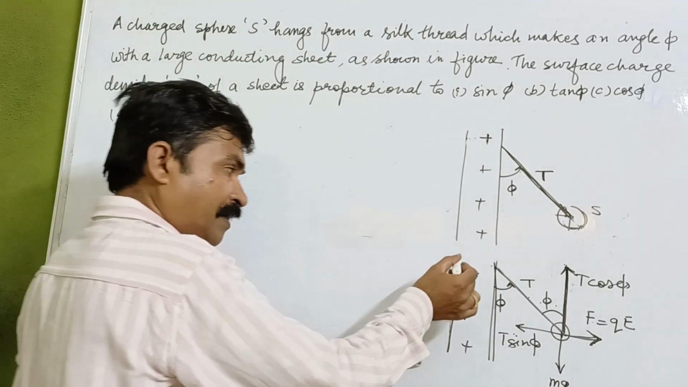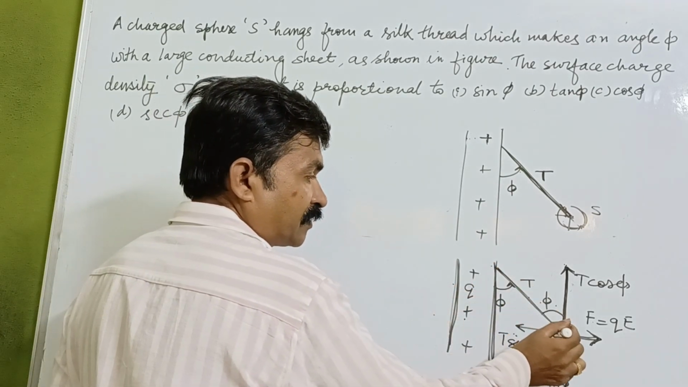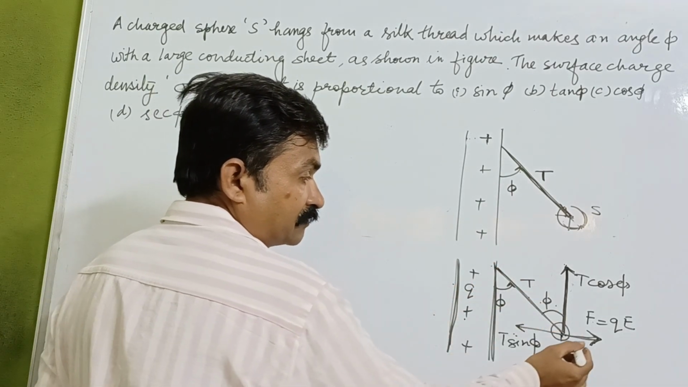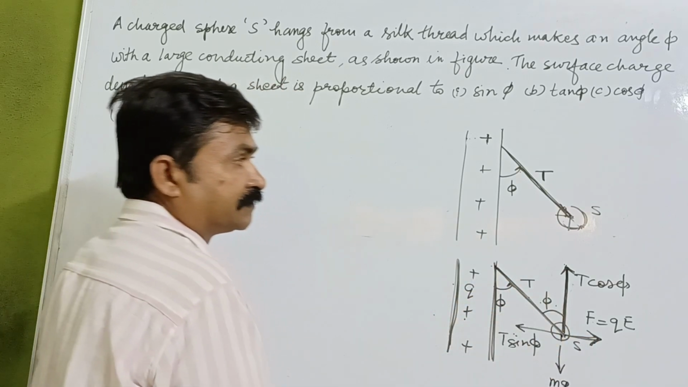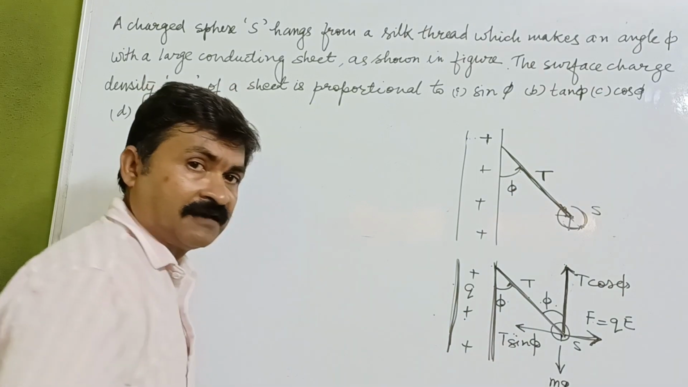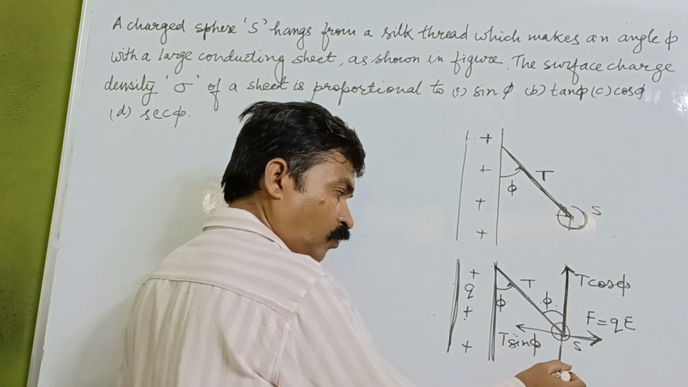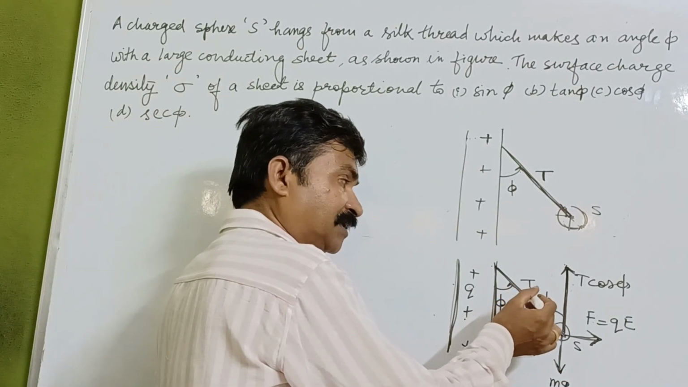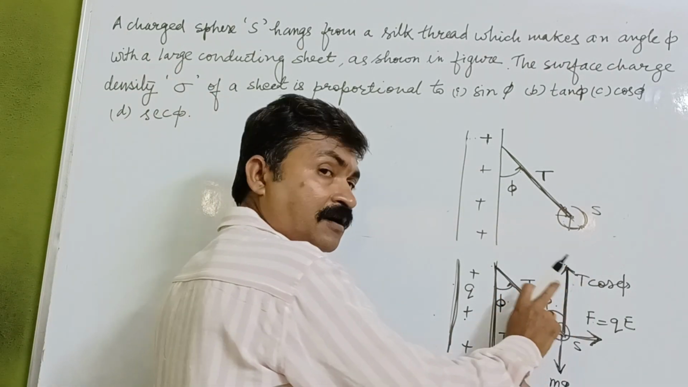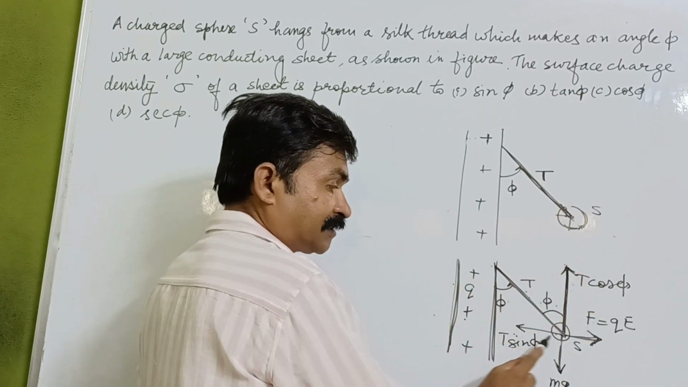Now we have made another diagram. Here it is a sheet having a sphere, and this thread is making an angle of phi. There will be a force acting in the downward direction, force mg. Because of the tension, there will be a component of that force acting upward, T cos phi, and this is T sin phi.